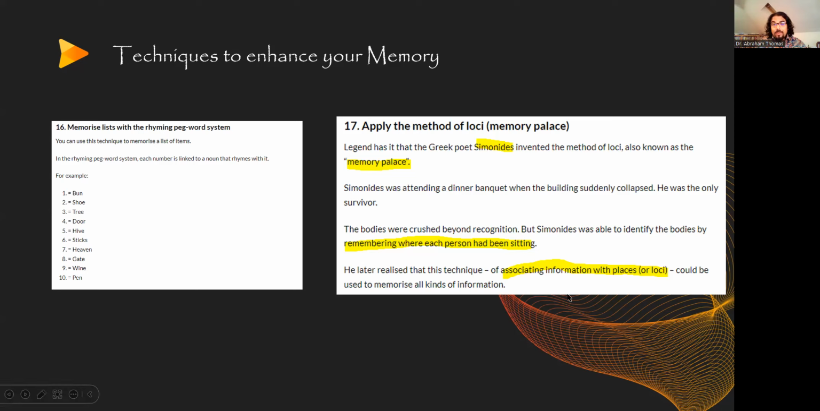And that's how he realized, of course, this is an amazing technique that we can use to memorize all kinds of information. You might have heard of famous characters using this. The one that comes to mind for me is Hannibal, of course, from Silence of the Lambs, who uses a memory technique and is written as a character who has eidetic or photographic memory.